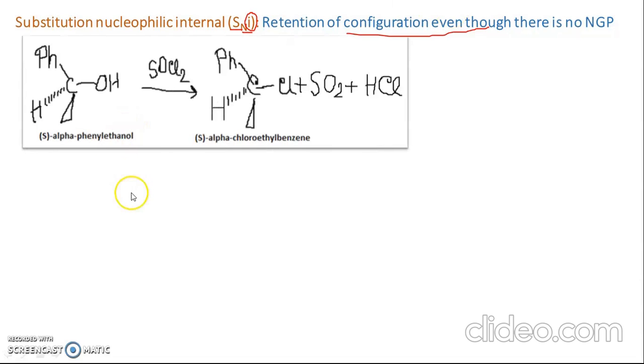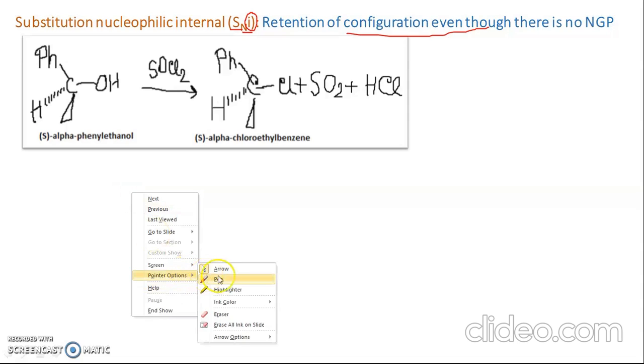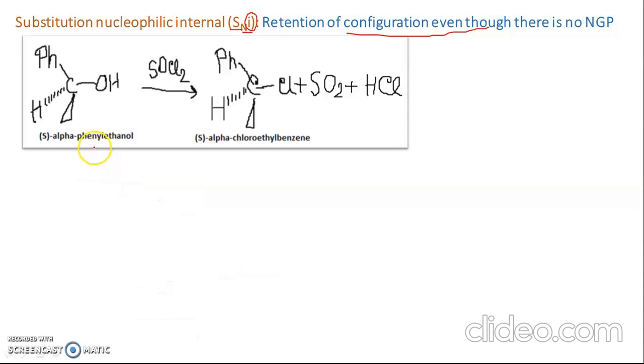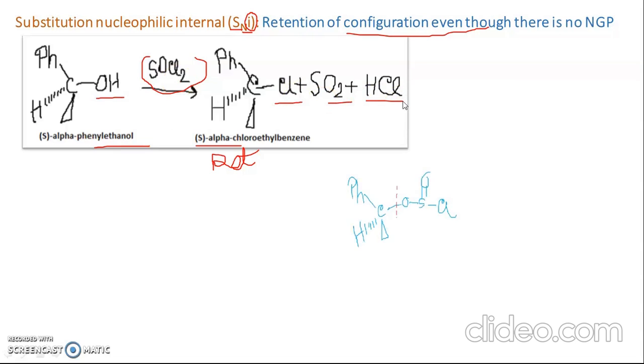Let's take an example. Our initial molecule is S-alpha phenyl ethanol. Here we are using SOCl2. So again we are getting S-alpha, that means here retention is taking place. So chlorine, the incoming nucleophile, is attached to the same site where OH was already present, which is our leaving group. And these are the side products. Fine. So we'll have to see the mechanism.